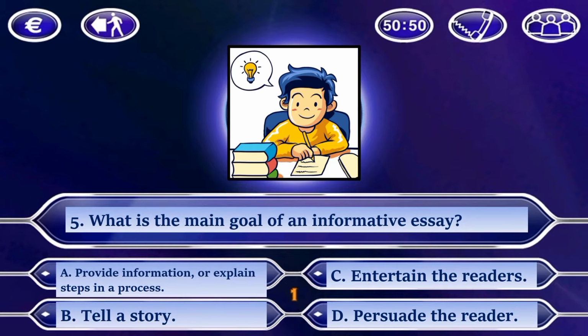Number 5. What is the main goal of an informative essay? Is it A. Provide information or explain steps in the process, B. Tell a story, C. Entertain the readers, or D. Persuade the reader? Answer is A. Provide information or explain steps in the process.